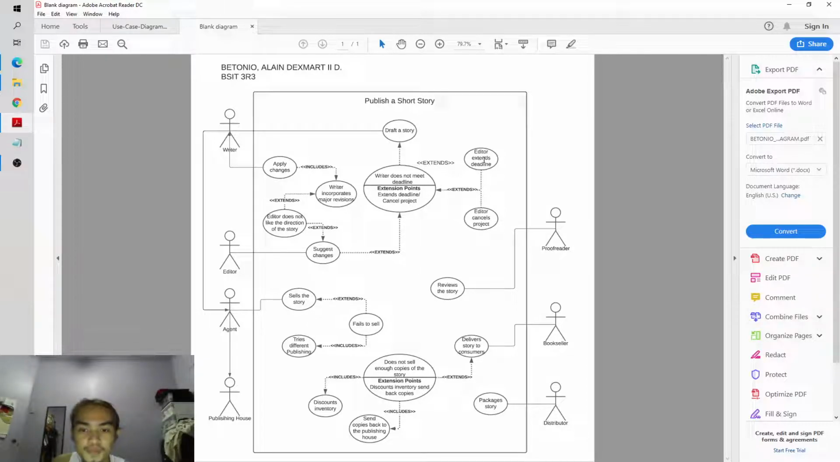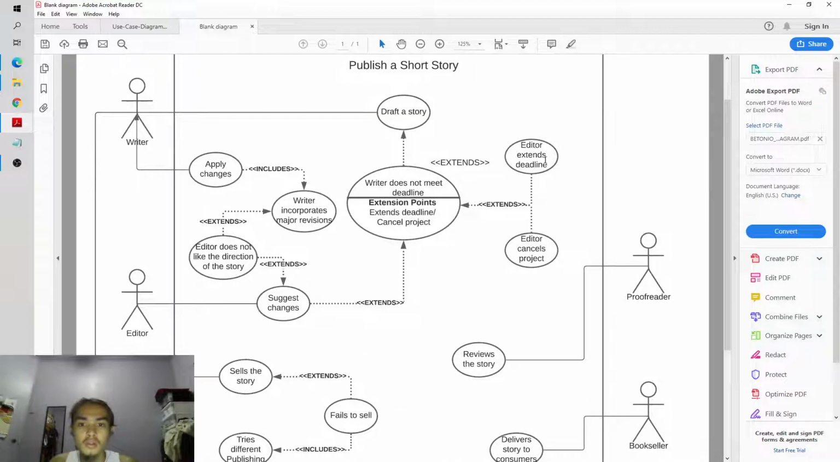So also here, in this side, the editor extends the deadline, as well as the editor cancels the project. It is also labeled as extends because it does not really happen that often.